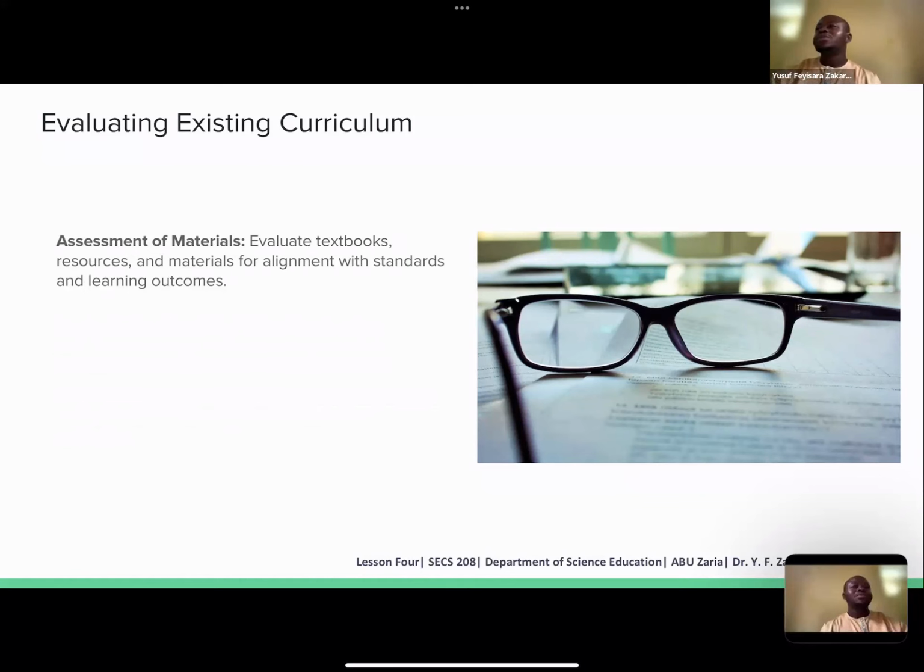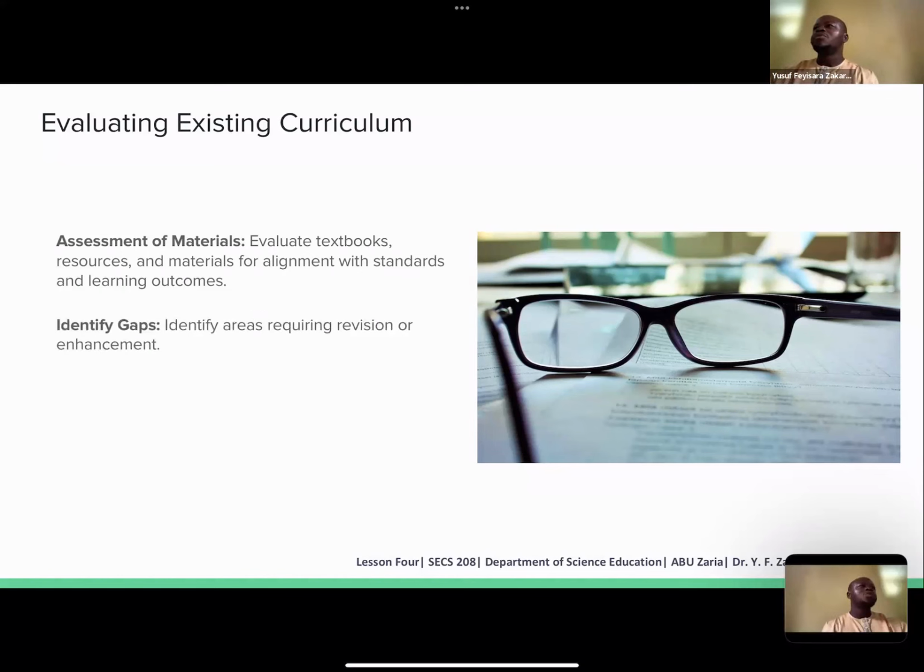You make a match. We have so many publishers, including professional associations like the Mathematical Association of Nigeria. They publish textbooks for mathematics. And we also have the Science Teacher Association of Nigeria, STAN. They publish a lot of textbooks. Then we have some independent publishers, okay? All of them used to claim that their textbooks are developed based on the national curriculum. You need to assess this when you are evaluating existing curriculum, so that you identify the gap.